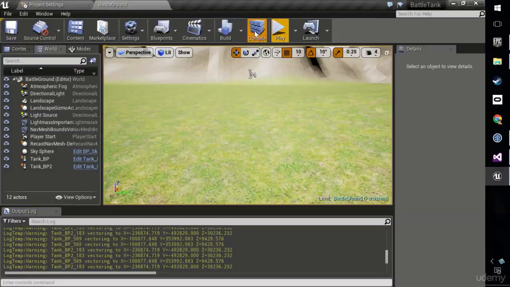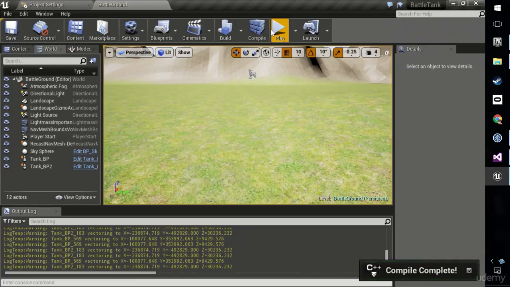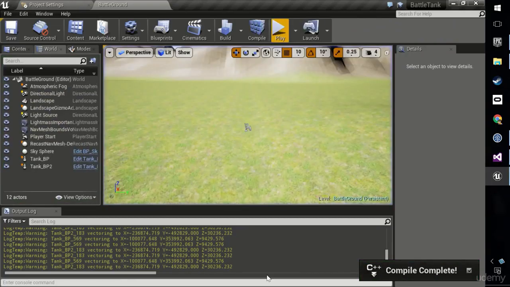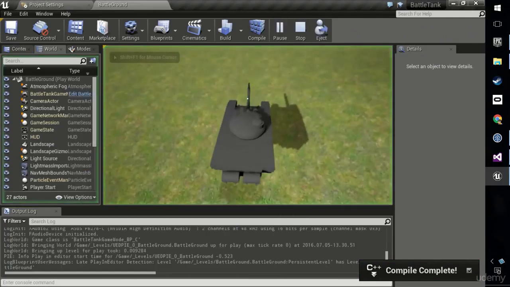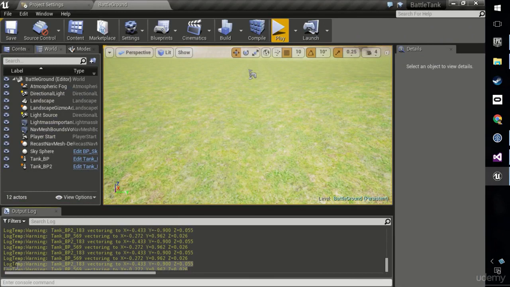I'll just compile that code. All I've added is what I've highlighted there, get safe normal, and we still convert it to a string and print it out, and then we'll just see how that changes this vector. So we play. I better clear the logs actually so we don't have to scroll down. There you go. Now we're still getting these direction vectors out of the AI tanks, but each one of these vectors, if we were to plot them in 3D space, has a total length of 1.